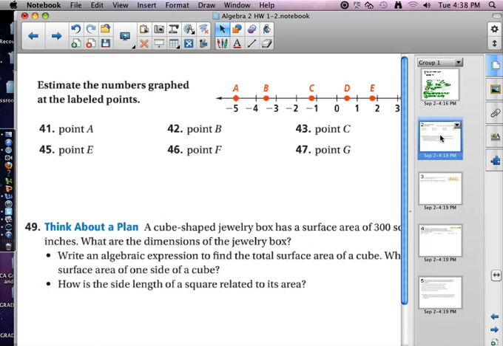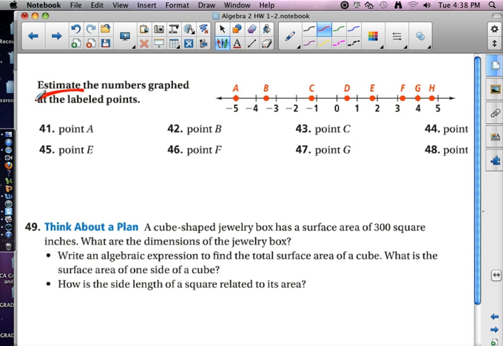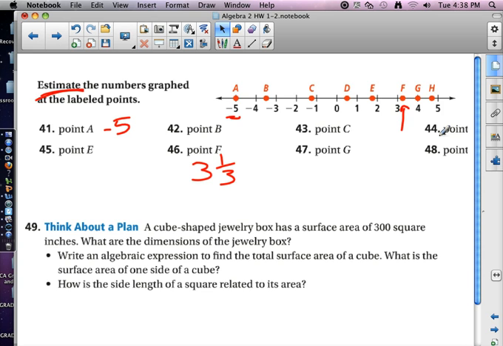Then it's the same thing as far as 41 to 47. People are looking for an exact answer on these, and notice this says estimate. Some of them, yeah, you can see, hey, point A here, that's going to be -5. That is the coordinate for point A. But something like point F right there, you just have to make your best guess. I mean, I'm looking at it and I see that it's more than 3. So for point F here, it's going to be 3 and something. Doesn't quite make it half of the way across, so maybe I'd say like 3 1/3. But this is an estimate, so as long as you're reasonably close, you're going to be just fine.